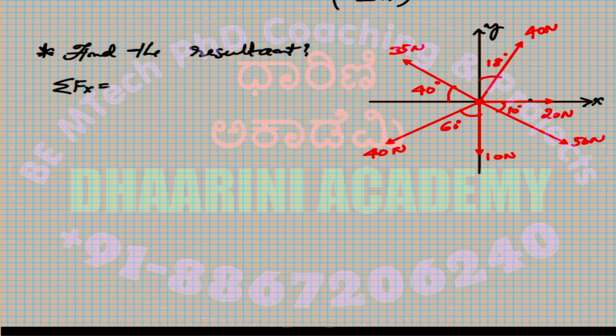So you can see that the 20 Newton is completely along the x axis. So this is plus 20. Take care of the sign as well, plus and minus. All right. Next, we'll go for the 40 Newton.